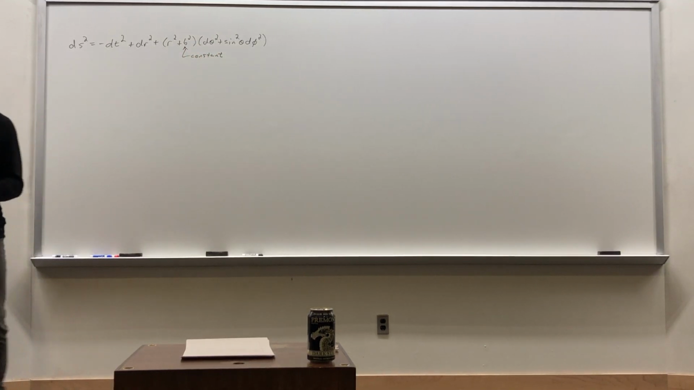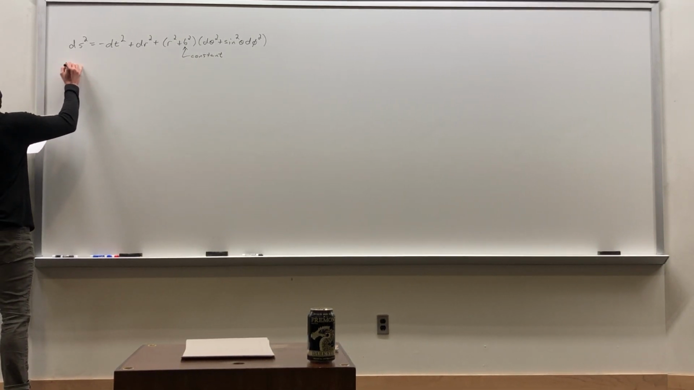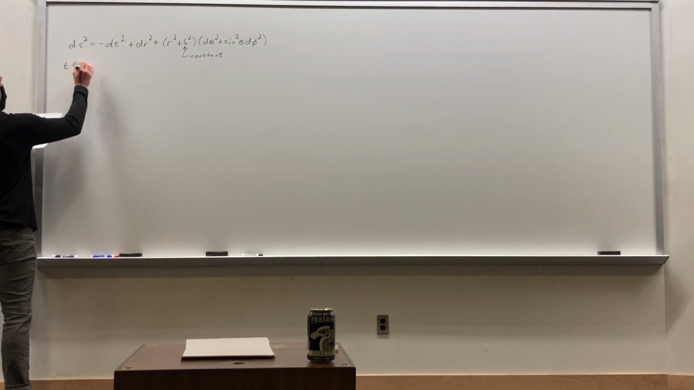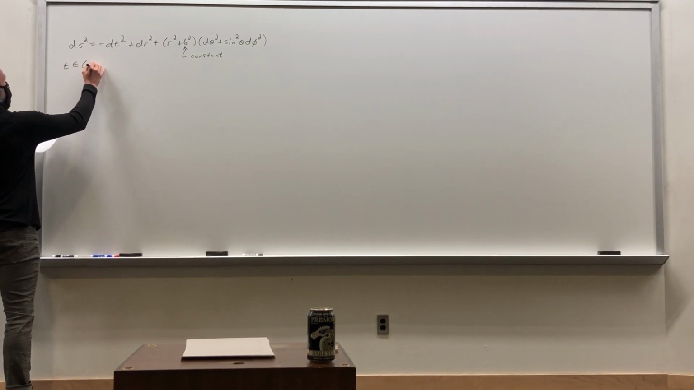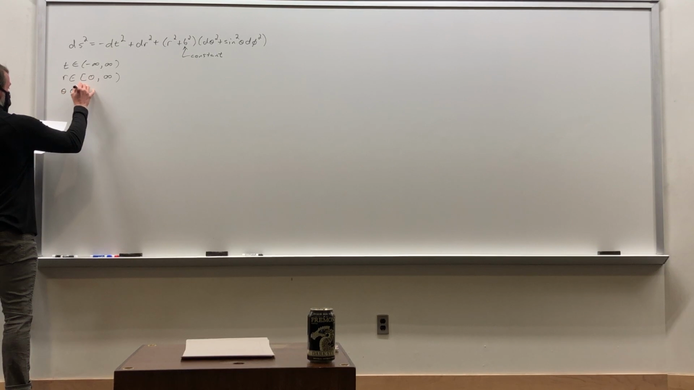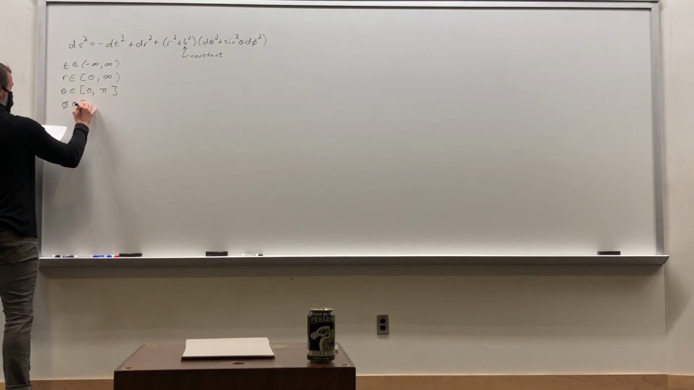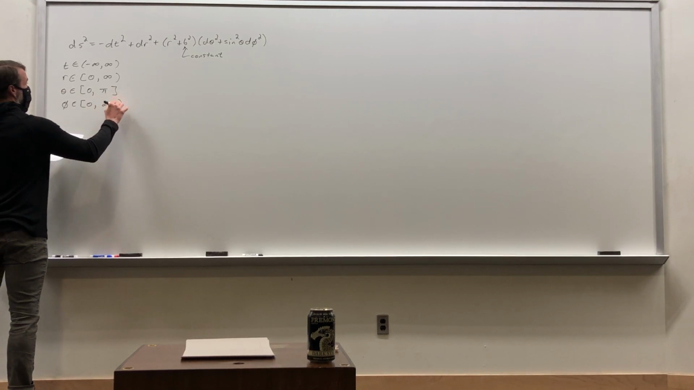All right? Now let's put the ranges on all of these. So t can run from minus infinity to infinity. r goes from 0 to infinity. Theta goes from 0 to pi. And phi goes from 0 to 2 pi. Okay?